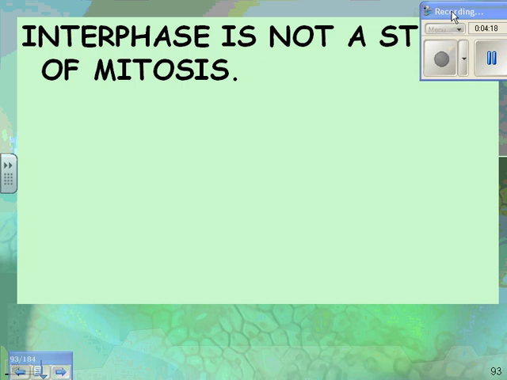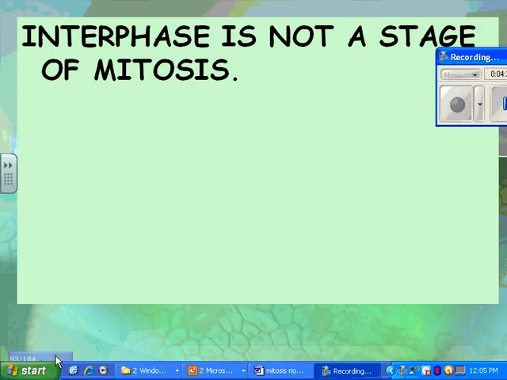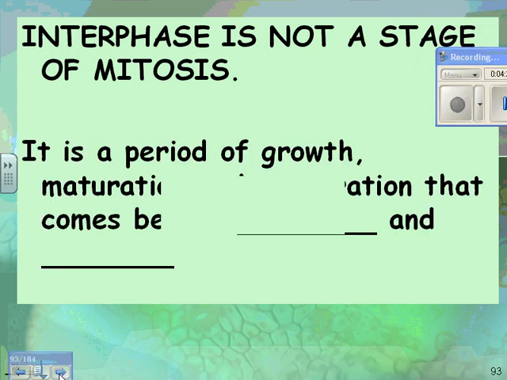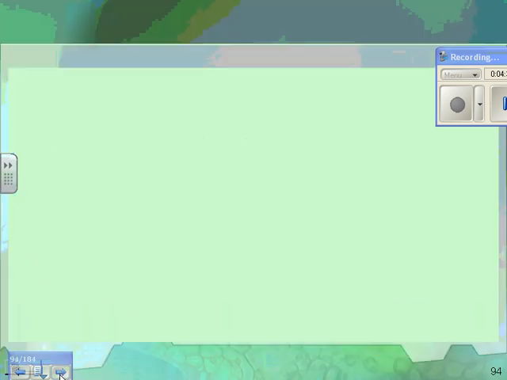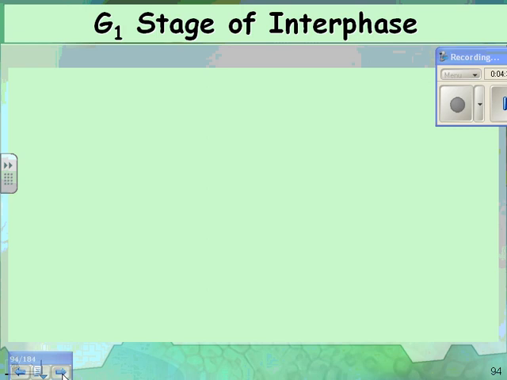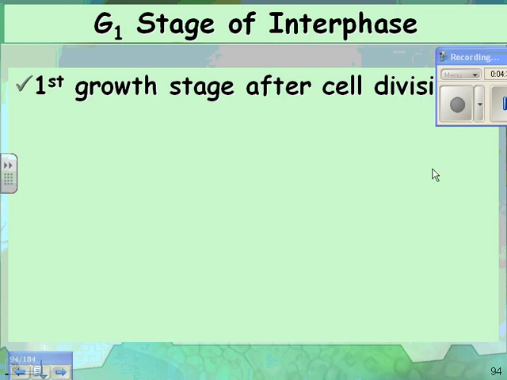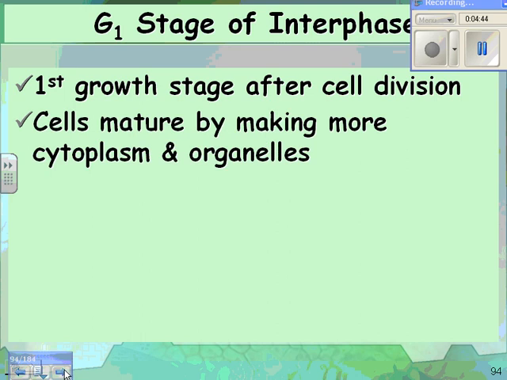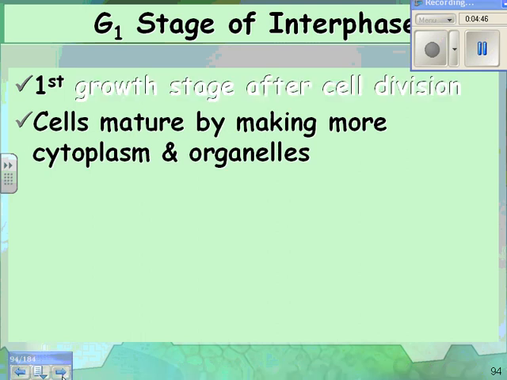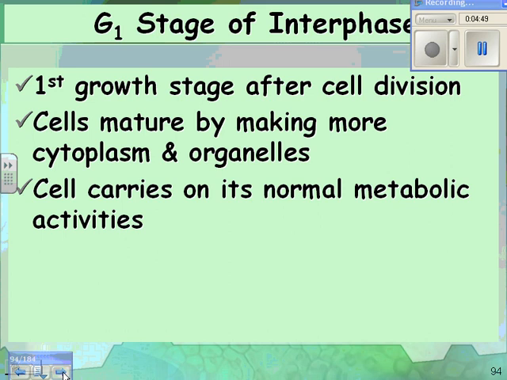So interphase is not a stage of mitosis. It's the stage in between one mitotic event and the next. So it's a period of growth, maturation, and preparation that comes before mitosis and cytokinesis, or after, because it's one big cycle. The G1 phase is the first phase, the first growth phase after cell division. The cell matures, makes more cytoplasm and more organelles. The cell carries on all its normal metabolic activities. That means all the chemical reactions that it needs to live.